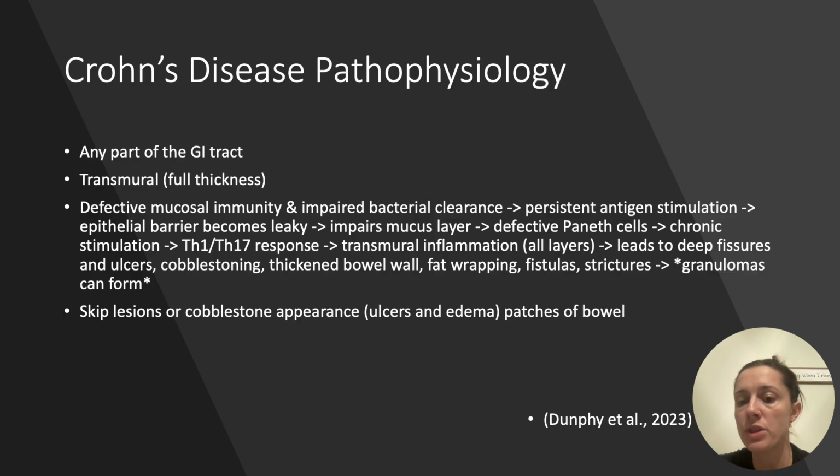attempting to wall off what the body perceives as a foreign substance. They are a key microscopic hallmark of Crohn's disease, though they don't always appear in all patients, and their presence is often associated with a more severe and aggressive Crohn's disease. You will find skip lesions or cobblestone appearance, ulcers and edema, and patches of the bowel.